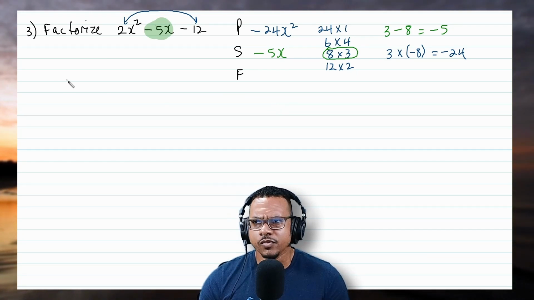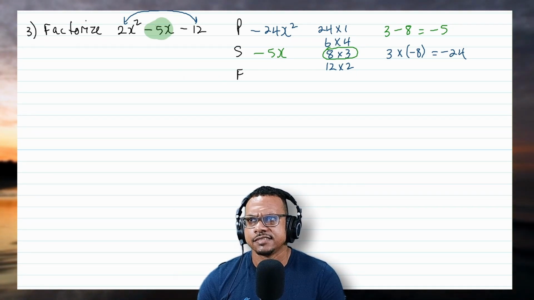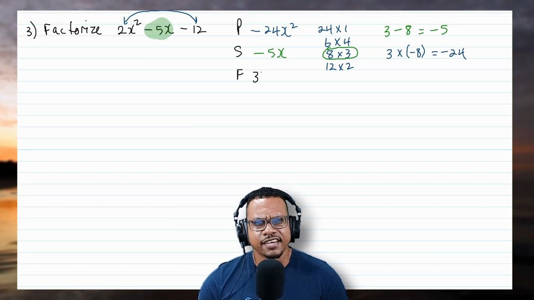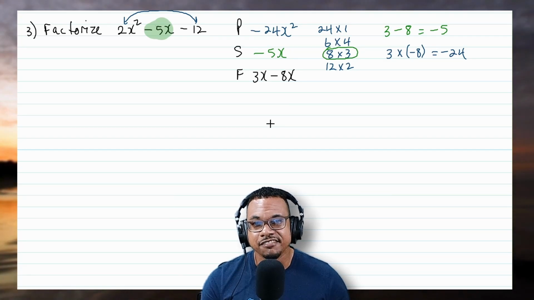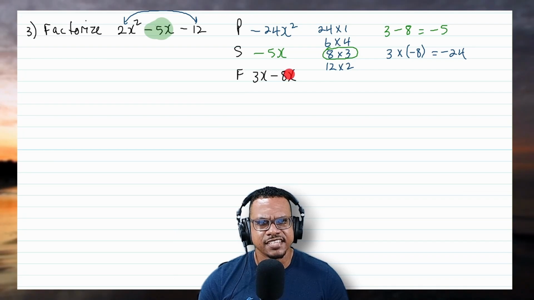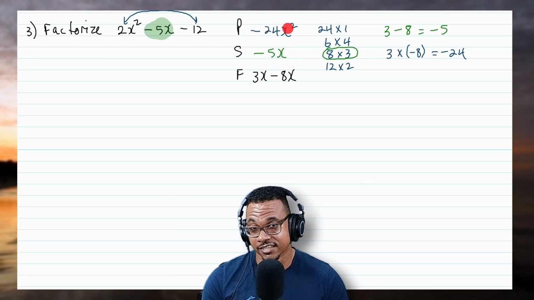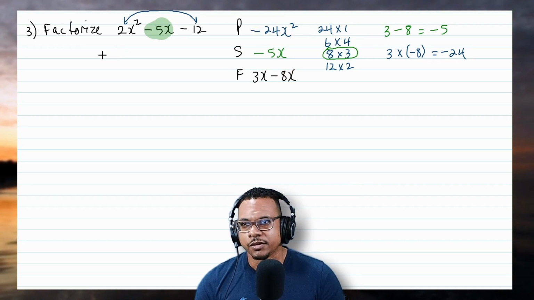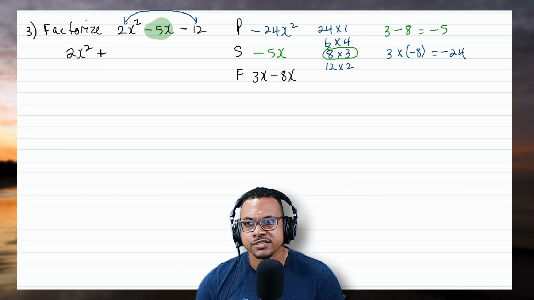All right. So what I'm going to write is 3x take away 8x, right? Because that is equal to negative 5x. And of course, if you multiply 3x times negative 8x, you're going to get negative 24x squared. So I'm going to come here and write 2x squared. And instead of negative 5x, I'm writing positive 3x take away 8x.